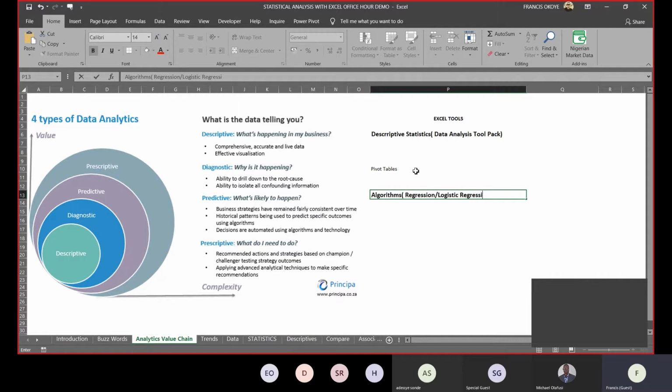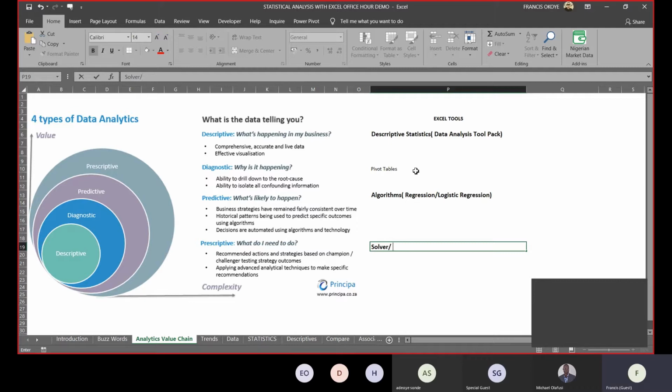Again, prescriptive analytics, looking at what I should do to make it happen. So we also have different tools. For example, for the engineers, you have your optimization problem, your linear programming. In Excel, you also have your Excel solver.